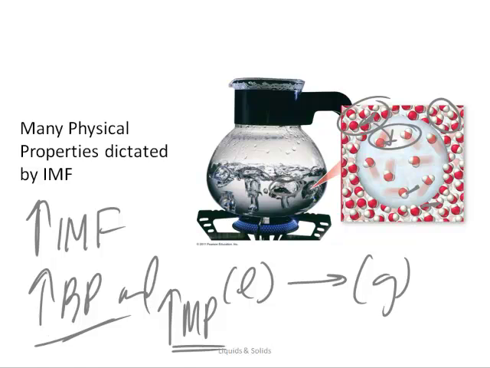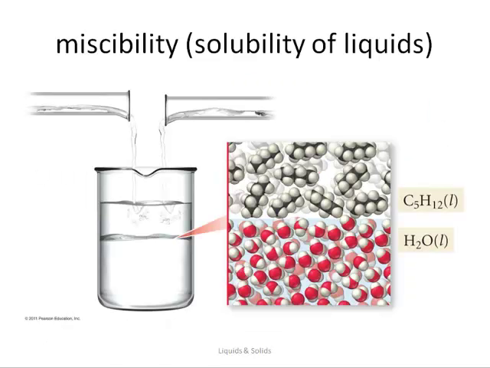Okay. Another property that intermolecular forces dictate is, of course, solubility. We'll talk about solubility of ionic compounds in liquid phases in the next unit, but right now we're going to talk about liquids, so we're referring to miscibility. We know oil and water don't mix. You can think of this pentane molecule as your oil and water. They don't mix because the water has a very strong interaction, hydrogen bonding. Pentane only has dispersion forces, a very weak interaction.